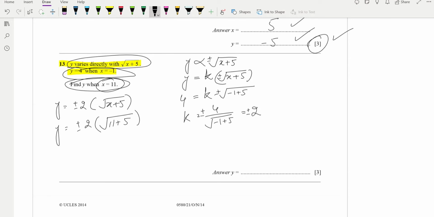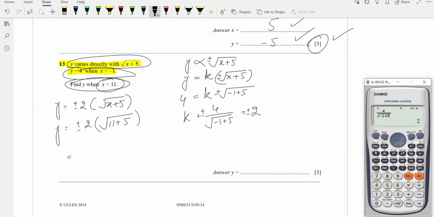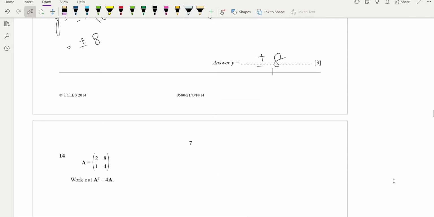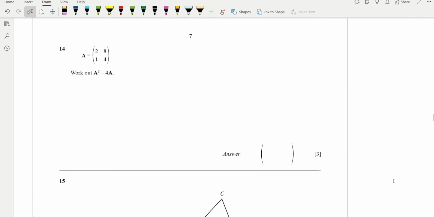So we can rewrite it as plus minus 8 if we solve this one. 2 in brackets, root of 11 plus 5, bracket close, will be equal to 8. So we can write plus minus 8. Plus minus 8 will be the final answer for this question. Now we can move to question number 14.